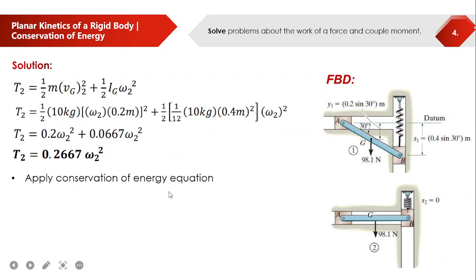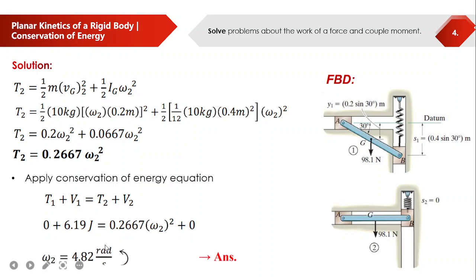Okay, so apply the conservation of energy equation. Your T sub 1 again is 0, V sub 1 is 6.19, T sub 2 is 0.2667 omega sub 2 squared plus 0 yung potential energy sa final position kasi nga wala silang displaced distance. Okay? So, solving for the angular velocity, that will be 4.82 rad per second. So, that will be on counterclockwise na movement kasi nga papuntang ganun.